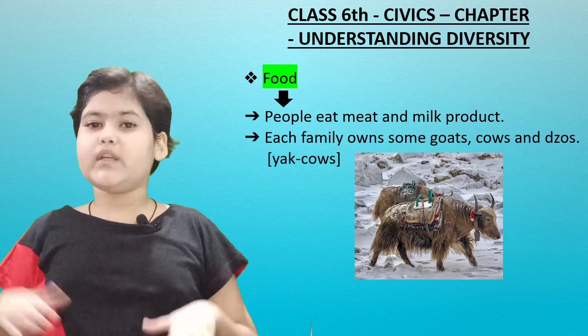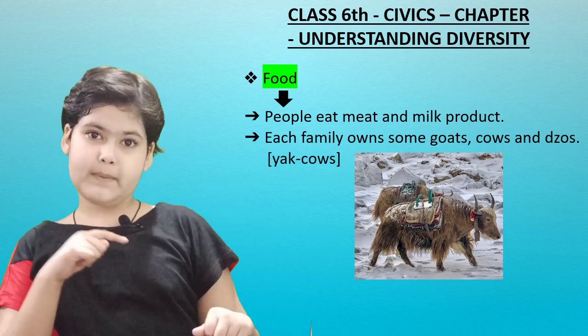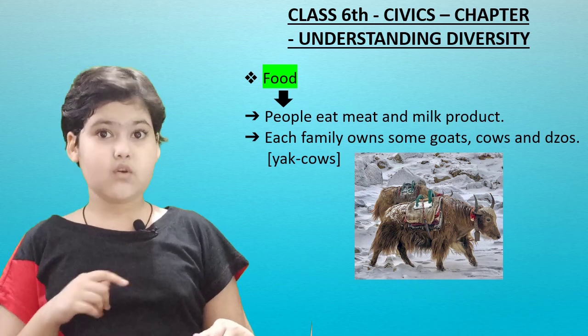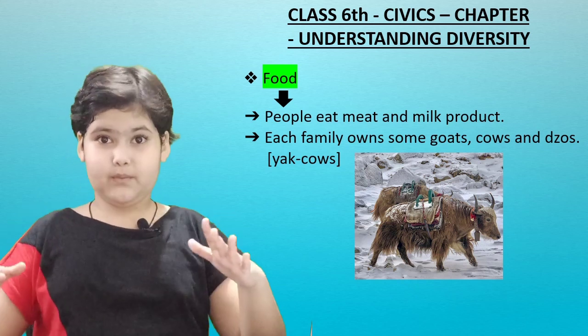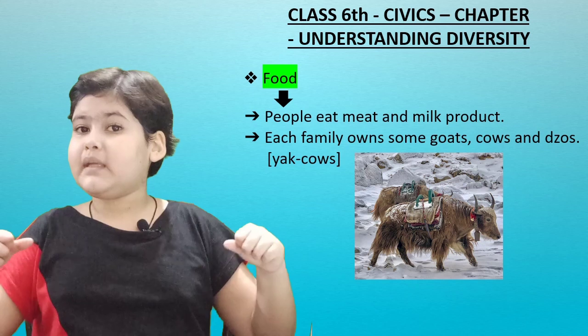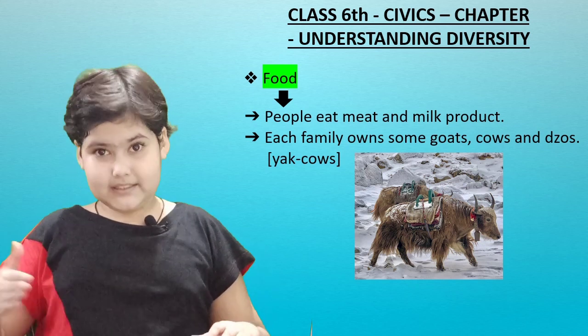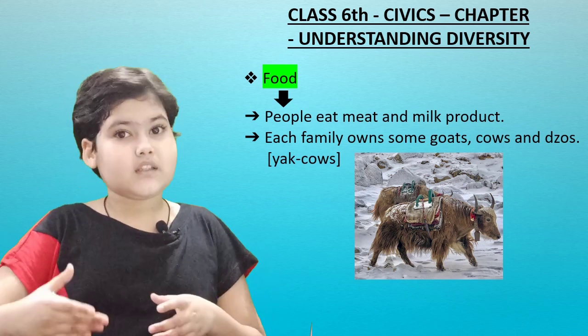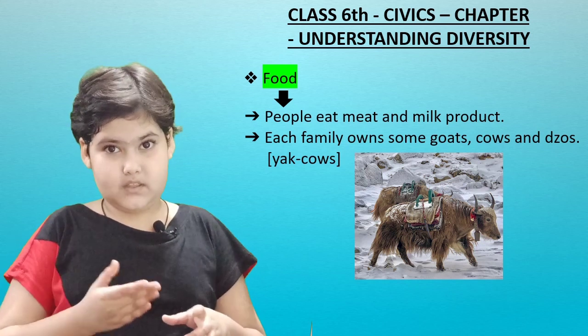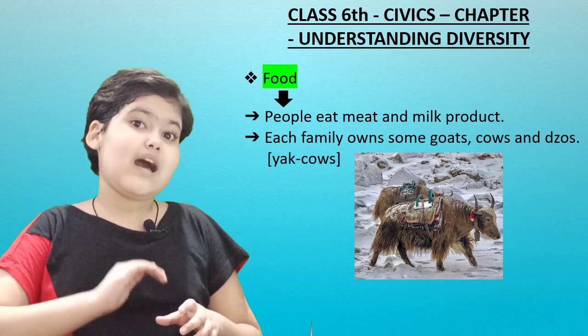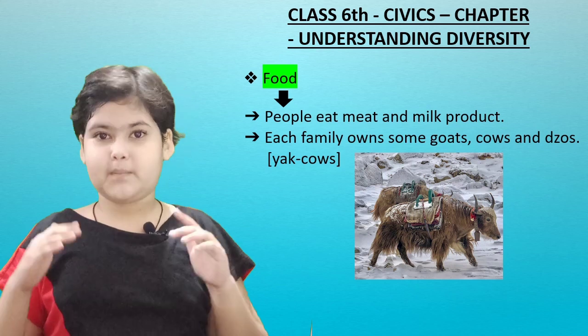Okay, so you can see in the picture also, it's the picture of a yak cow. The body is very heavy and the yak cow is very powerful. So rather than the milk the people get from dezos, the dezos are also used for their traveling purpose.